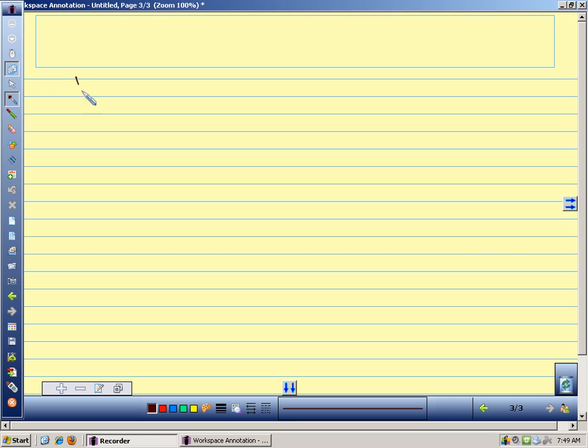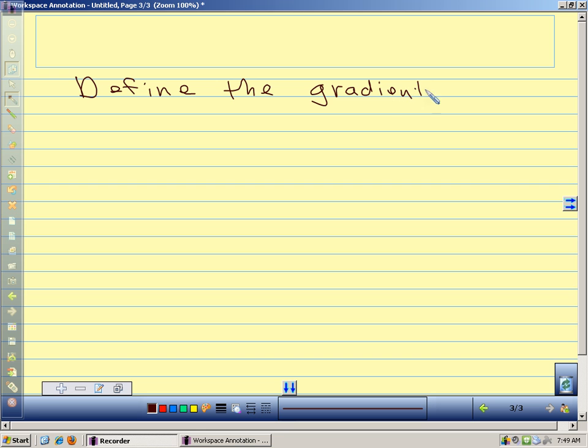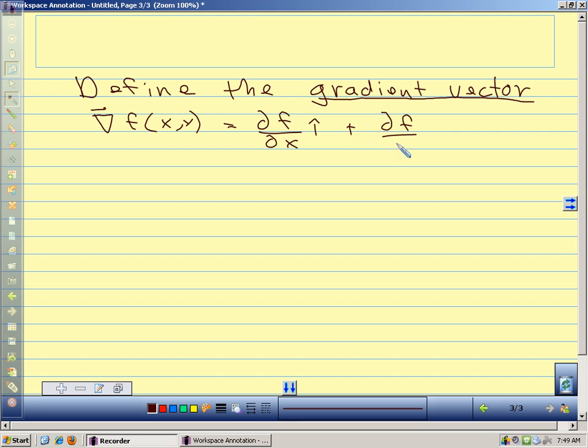So we're going to define the gradient vector. And the gradient vector is our big idea of the day. We call it del, and there's our new symbol. It's an upside down triangle. We call it del because it's an upside down delta. So del of f of x, y equals df dx i plus df dy j.